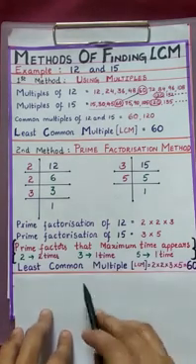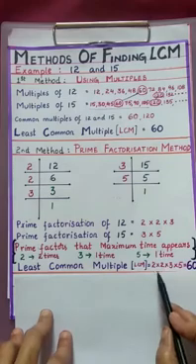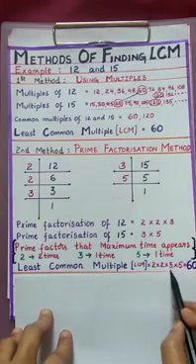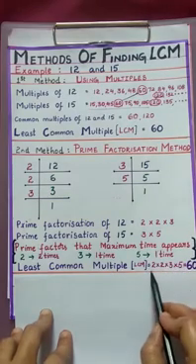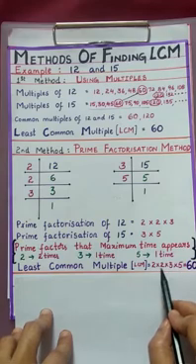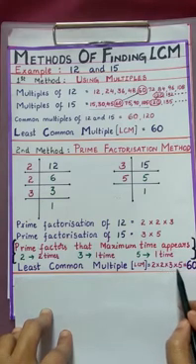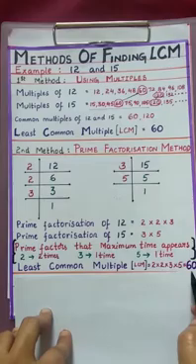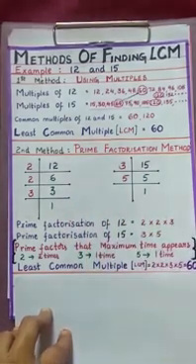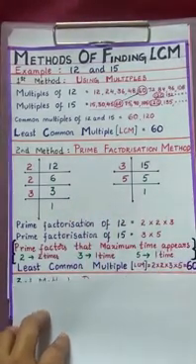Now to find the LCM, write 2 two times, 3 one time, 5 one time. Now multiply. 2 twos are 4, 4 threes are 12, 12 fives are 60. So 60 is the LCM of 12 and 15 in the prime factorization method.